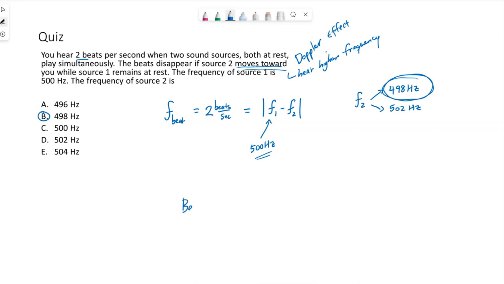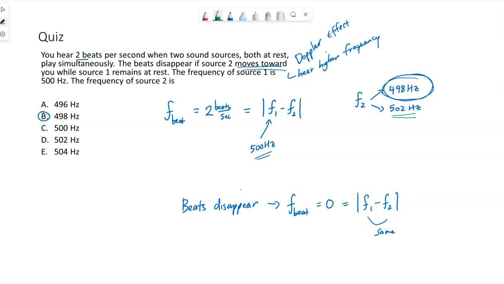So if the beats disappear, that means the beat frequency is 0. So F1 and F2 have to be the same in that case. So moving towards us, the 498, we would hear something higher, so we could hear 500, and then we would not hear beats. If we had 502 and it moved towards us, we would hear something even higher than 502.